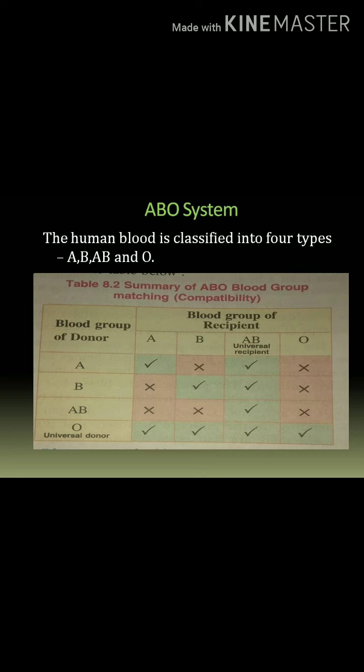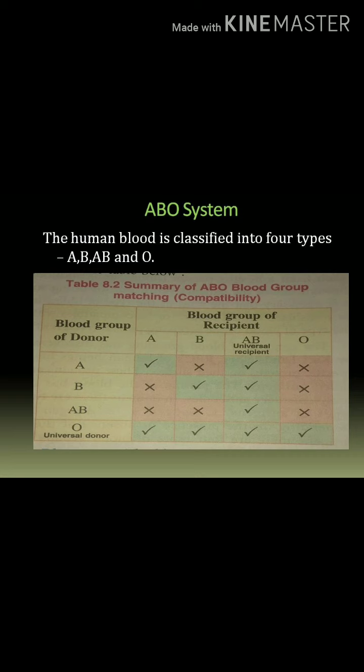Here those who are having the blood group A act as a donor. They can give the blood to the blood group A as well as blood group AB. A person having blood group A can give the blood to those who are having the blood group A and those who are having the blood group AB. Next, a person having blood group B can give the blood to those who are having the blood group B and those who are having the blood group AB, not for A and not for O.